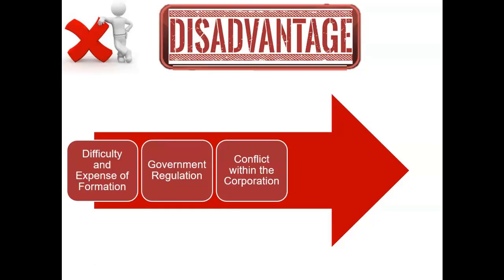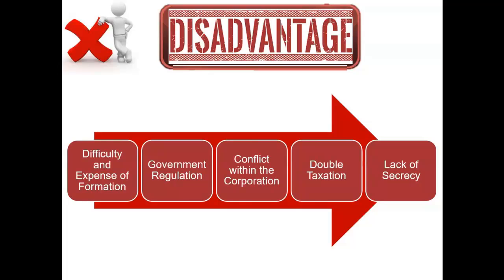The fourth disadvantage is new, we have not talked about, and that's double taxation. Unlike sole proprietorships and partnerships, corporations must pay tax on their profits. Then the stockholders must pay a personal income tax on profits received as dividends. The fifth and final disadvantage of a corporation is the lack of secrecy. Because open corporations are required to submit detailed reports to different government agencies and to their stockholders, they cannot keep all of their operations confidential.